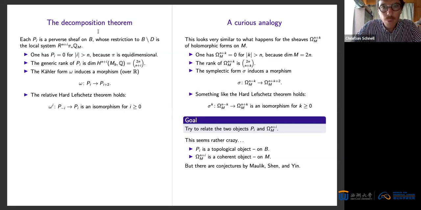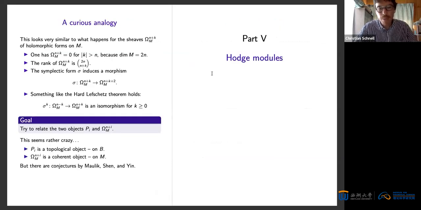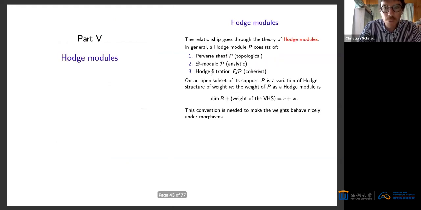The way that we can relate those two things, so the topological and coherent things, is by this formalism of Hodge modules. So this is actually what Saito uses to prove the decomposition theorem. Again, this could be a pretty big topic, but I just have, I think, 3 or 4 slides. So I'll just remind you very quickly of some elements of it and then give you one example.